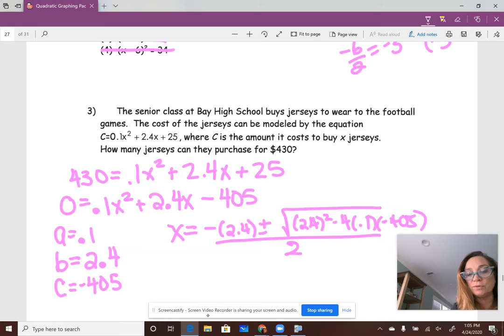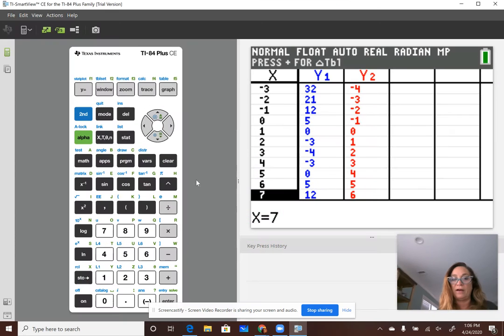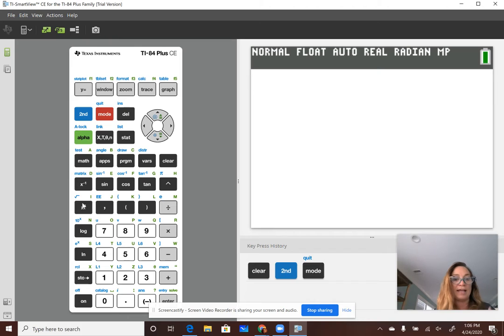all over 2a. Okay, so now what I do when I have the quadratic formula is I always take my discriminant part and I enter my discriminant into my graphing calculator just so I can get a feel for what kind of number I'm dealing with. All right, so let's clear this out because I certainly don't need a table of values. And I don't put in the radical sign. I just put in the values that are underneath the radical sign. So that's 2.4, and then that's squared.